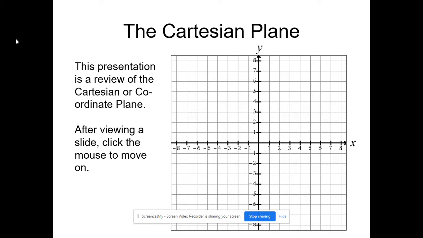Okay, this again is associated with Unit 3, Activity 2. We're just going to do a quick review of what we call the Cartesian plane. The Cartesian plane is what we use when we're plotting two-dimensional figures or points or lines. So the Cartesian plane represents the relationship between x on the horizontal axis and y on the vertical axis.